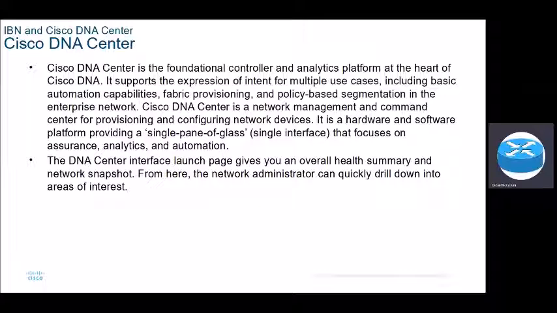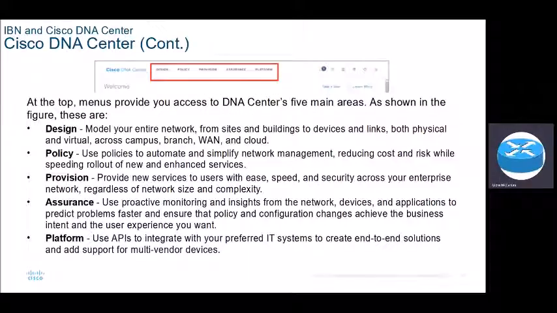It is a hardware and software platform providing a single pane of glass, or single interface, that focuses on assurance, analytics, and automation. So the DNA Center interface launch page gives you an overall health summary and a network snapshot. From here, the network administrator can quickly drill down into areas of interest. And so we have menus across the top of the page. There are 5 main areas: design, policy, provision, assurance, and platform.